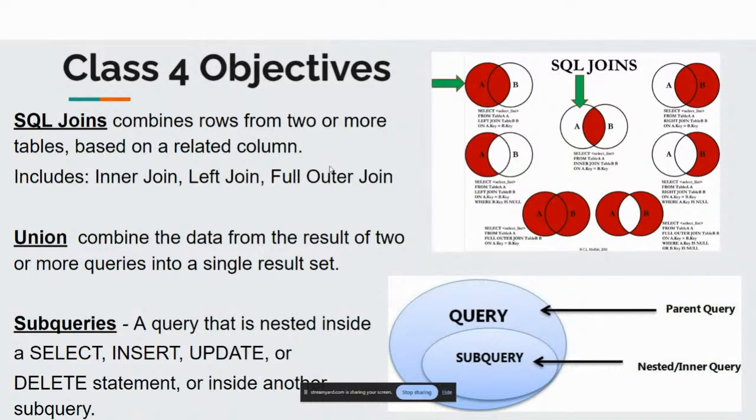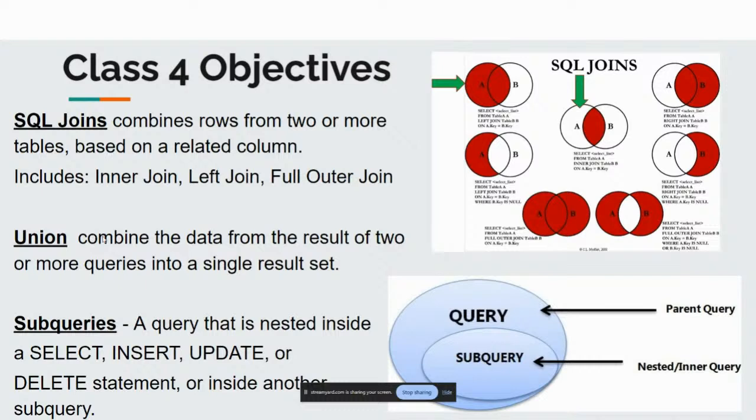Awesome. So, class 4 objectives. SQL joins, as I was talking about, combine rows from two or more tables to create a new data set based on a related column. So, a related column I'm talking about is when you have one table and another table, and maybe both of them have employee IDs in them. They have two different sets of information, but they both have employee ID. You can join those two together in different ways to form a new data set. And we'll go in depth in the first hour on the different ways that you can join data.